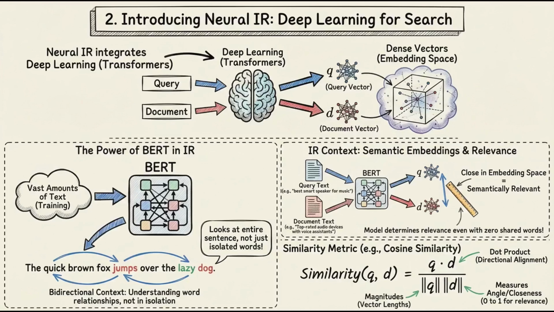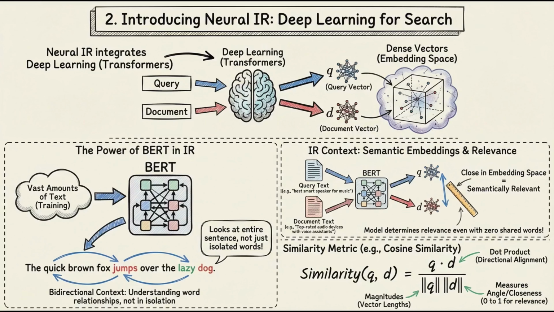At its heart, this approach uses deep learning, specifically transformer models, to rethink how we match searches to content. Instead of just looking for matching keywords, neural IR represents queries and documents as dense vectors in what we call an embedding space. Think of this as a vast, multidimensional map where related concepts naturally cluster together.